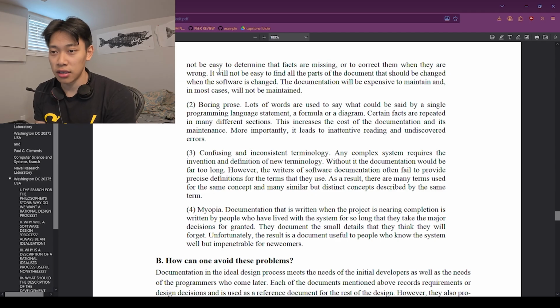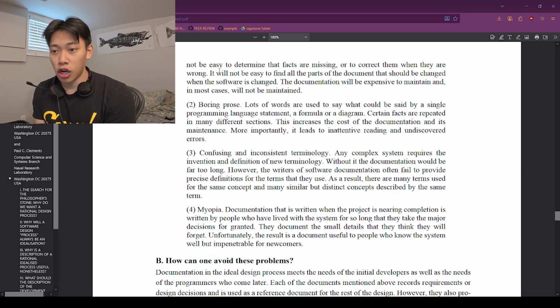3. Confusing and inconsistent terminology. Complex systems require the invention and definition of new terminology. Without it, the documentation would be far too long. However, the writers of software documentation often fail to provide precise definitions for the terms that they use. As a result, there are many terms used for the same concept and many similar but distinct concepts described by the same term.